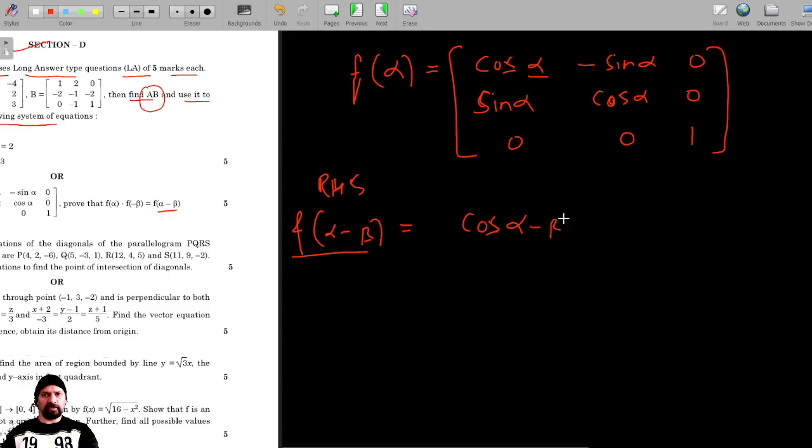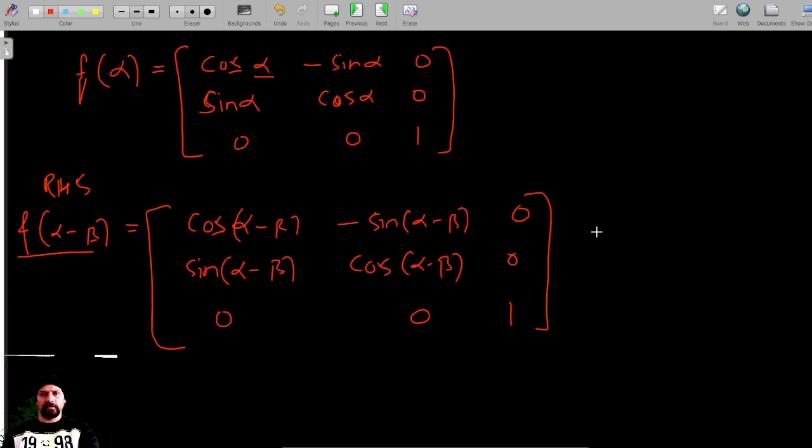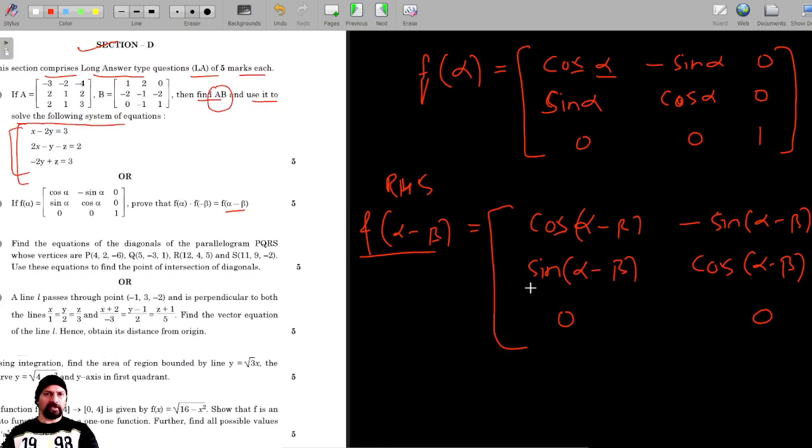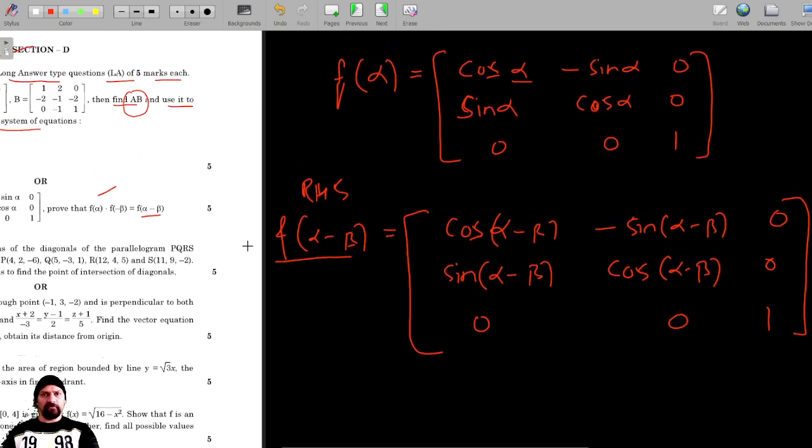This is cos of alpha minus beta, minus sine of alpha minus beta, 0. So this is sine of alpha minus beta, cos of alpha minus beta, 0, 0, 0, and 1. Okay, let's keep it as equation 2. Now let's multiply f(alpha) into f(minus beta).